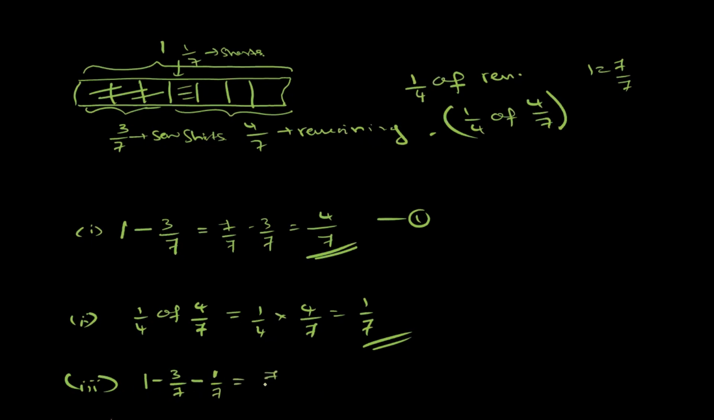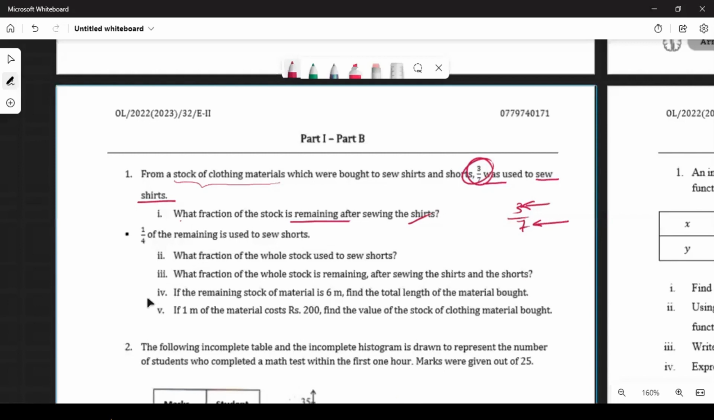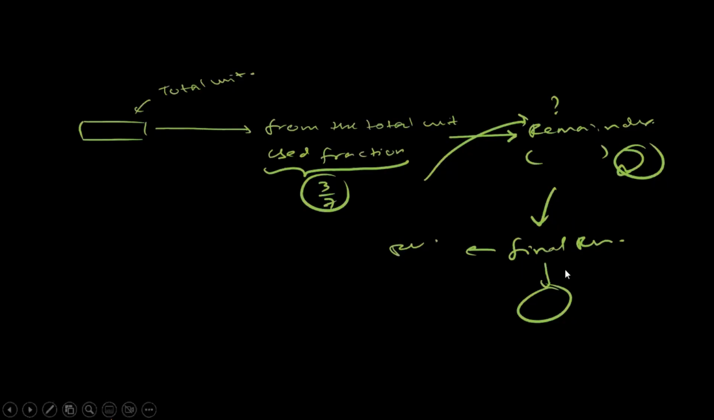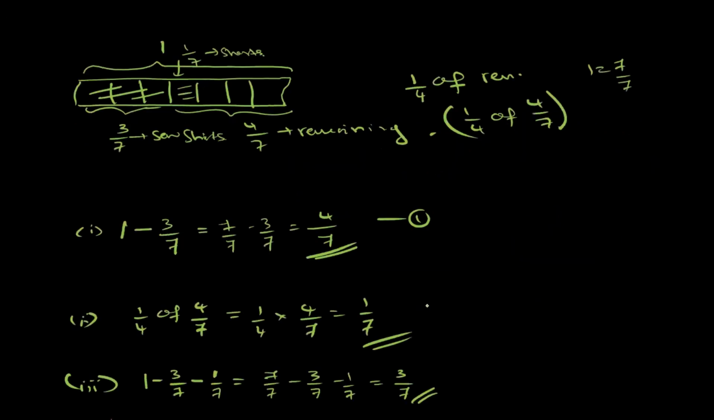1 can be written as 7/7. This step is not compulsory. 1 minus 3/7 minus 1/7, simplify, you will get the final answer 3/7. So this is the fraction remaining after sewing shirts and shorts. Now question number 4, the next part of the plot. If the remaining stock of material is 6 meters, can you remember? They will tell you the final remaining's real value. The final remaining as a fraction is 3/7.